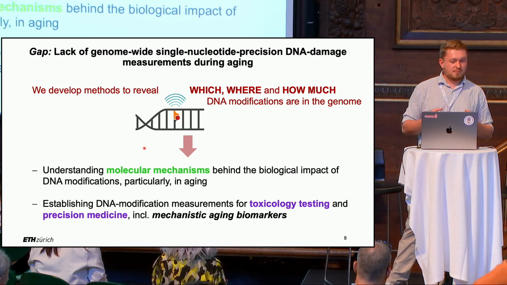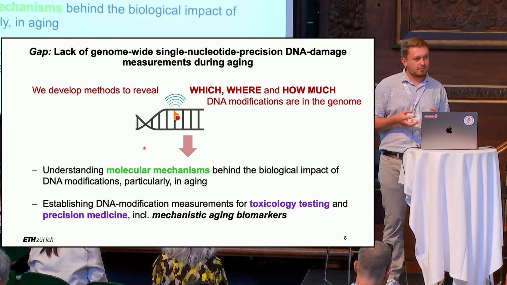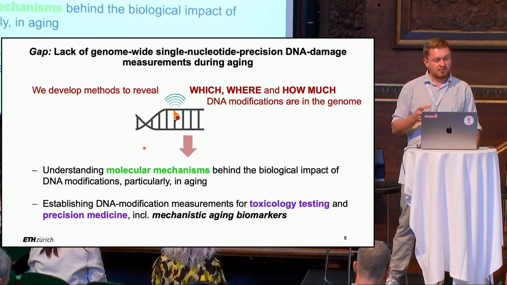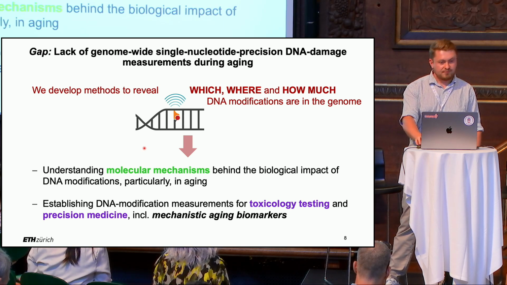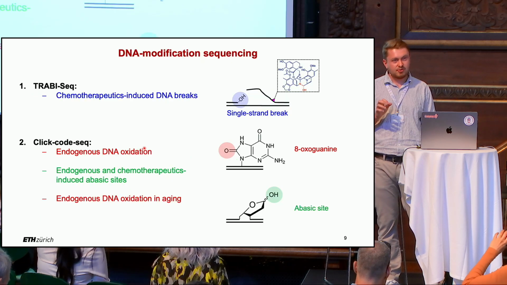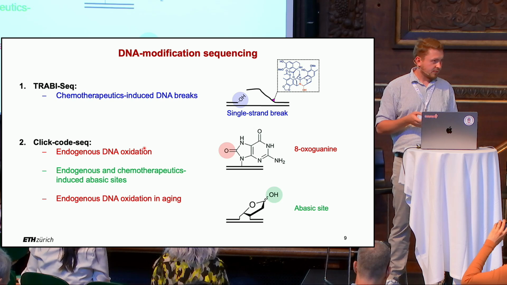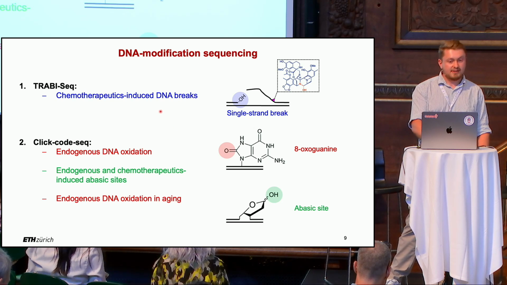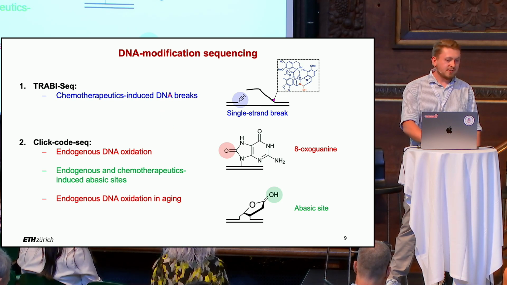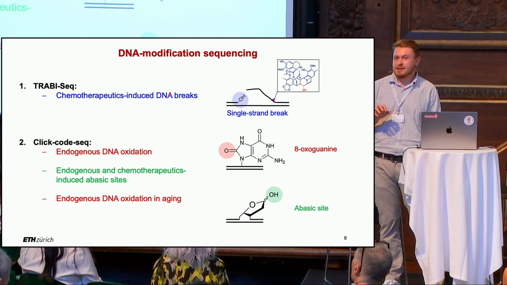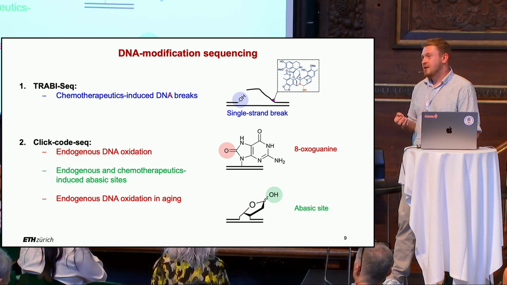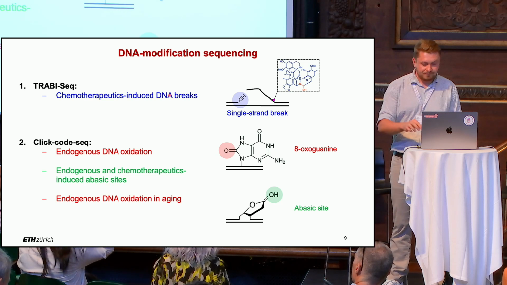We also want to build an aging clock that would be implicated in the very core of this process, in DNA damage. So today I will present our two recent methods, ABasic for mapping chemotherapeutics-derived DNA breaks, and ClickCode-seq for sequencing oxidized guanines and abasic sites. And at the end of my presentation, I will share our initial data on DNA oxidation in aging.